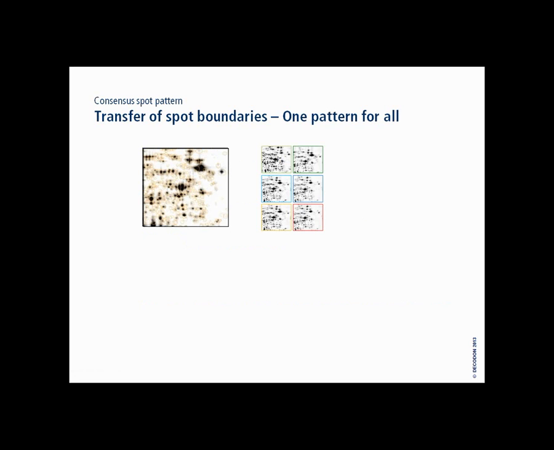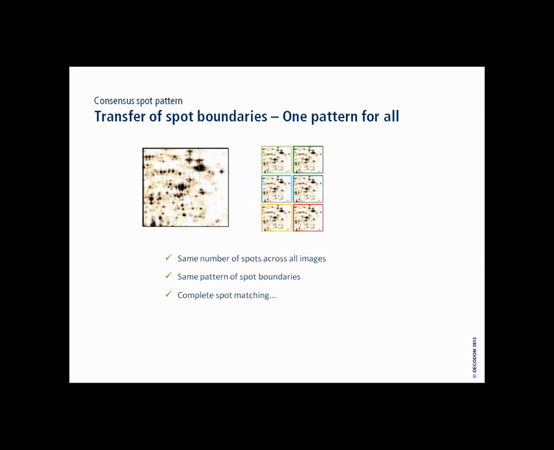So we have detected and edited the spots to get a real reliable spot pattern, a consensus spot pattern, and then we transfer it to all the original images, and then we have the same number of spots across all images, and we have the same pattern, and we have a complete spot matching, and all this is done automatically by Delta 2D, and this is then added to the warping and providing 100% complete expression profiles. This is a unique feature in Delta 2D since 10 years now. No other software package has been copying this behavior.